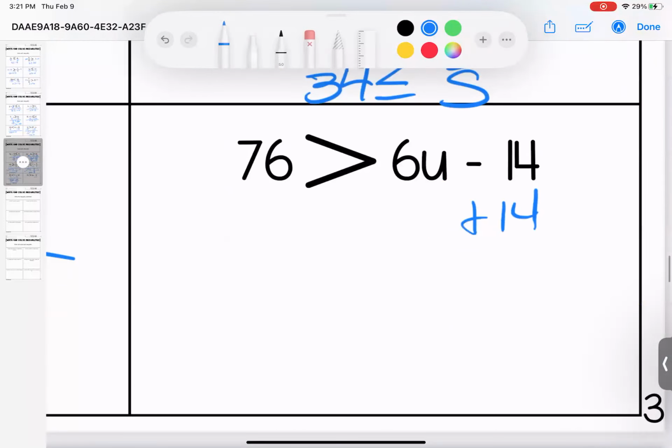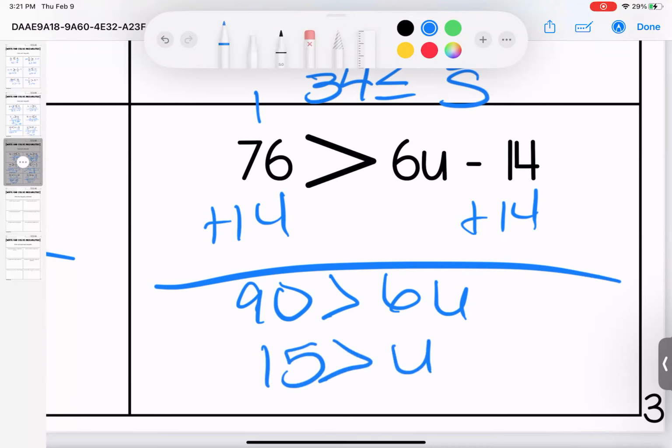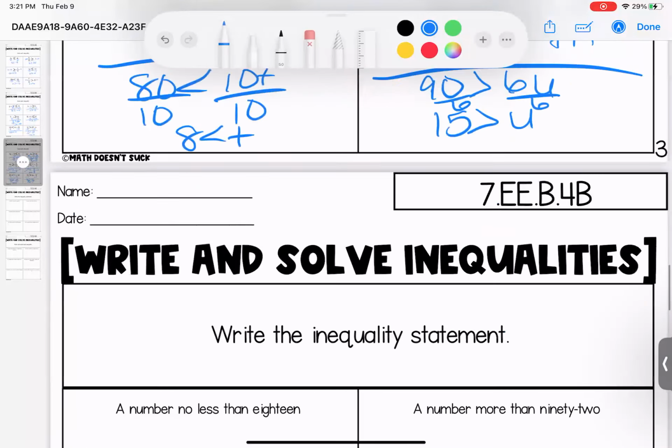Last one, adding 14 to both sides. That gives me a 90 and a 6u. When I take my sticky numbers and I divide them, I end up with 15 is greater than u. Remember, sticky numbers, I divide. Any questions on these, kiddos? Bring them with you to class.